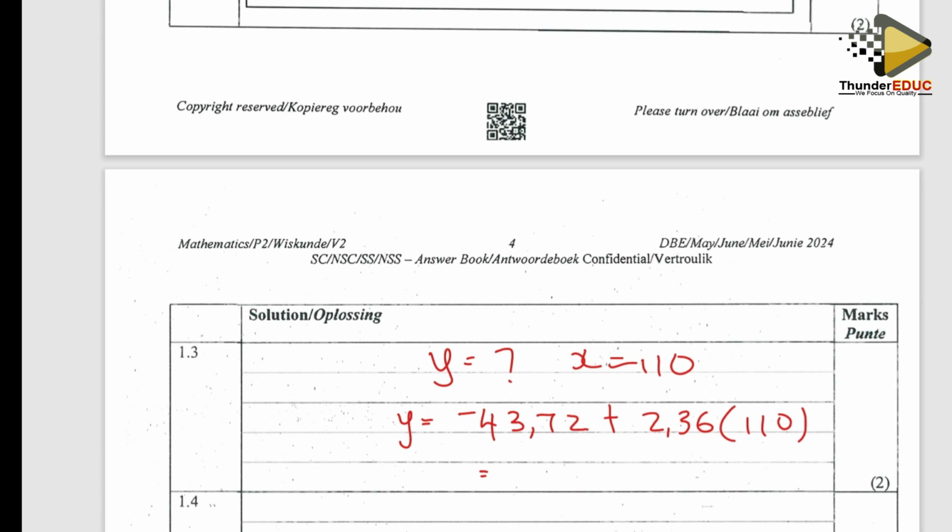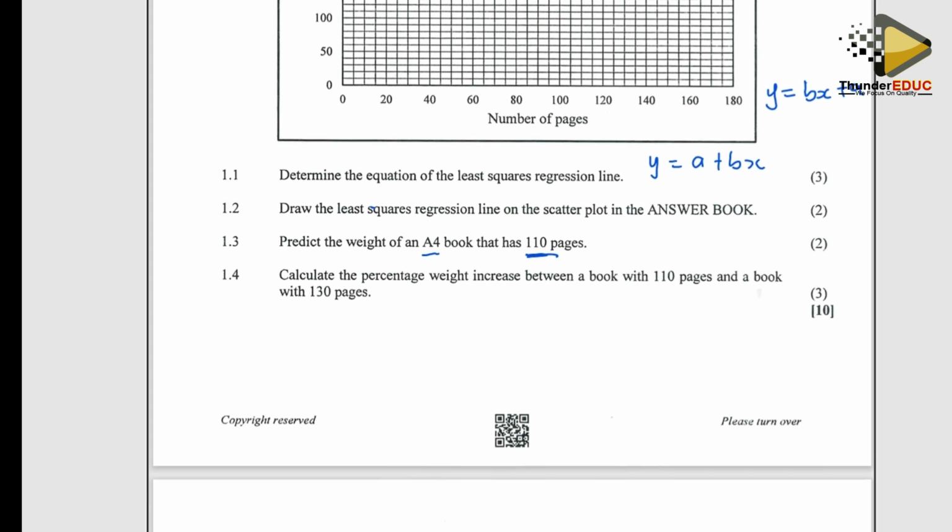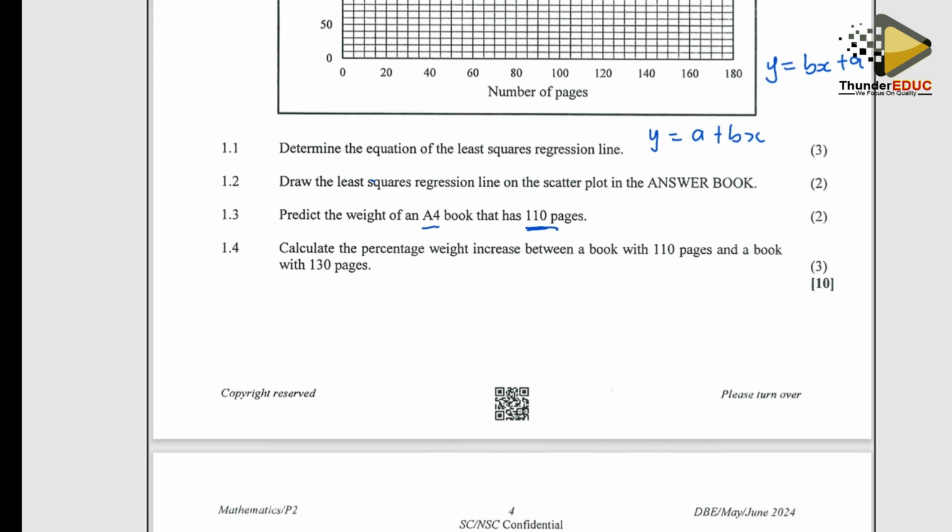Okay, when I punch this into the calculator, I'm getting 215,87 grams. You can approximate this to 216 grams, so that it fits the rounding within the table. The question never told us to round off, but you can just leave it as that. Then 1.4, calculate the percentage increase.